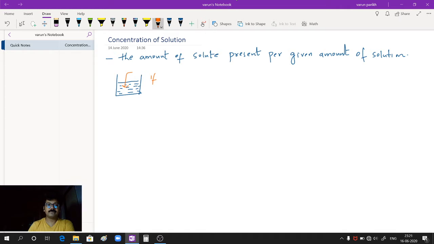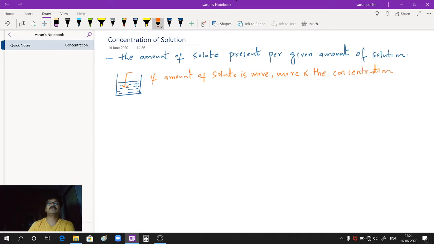That means if the amount of solute is more, the concentration is more. So we can write that amount of solute and concentration are directly proportional to one another. Well, so let me go deeper inside.